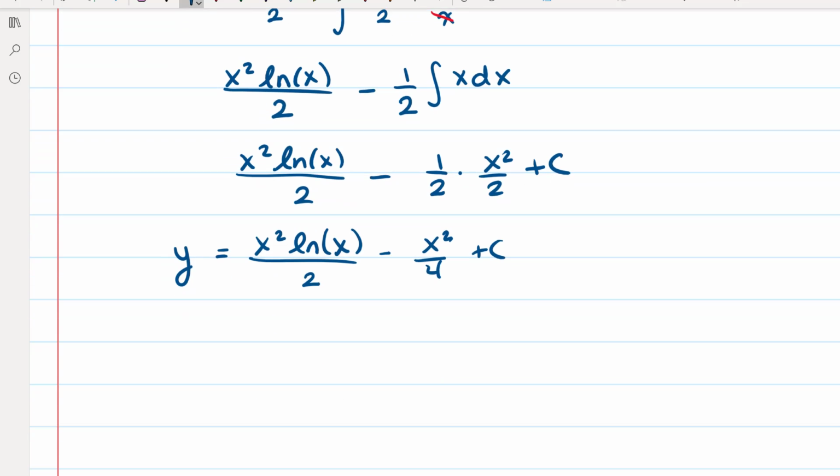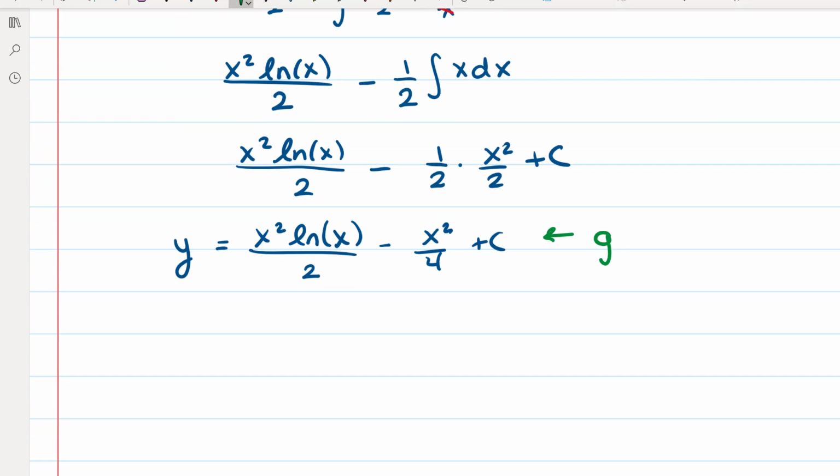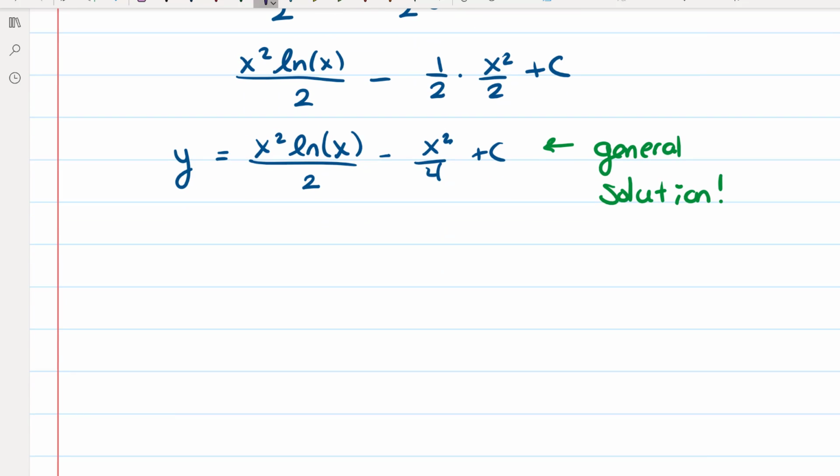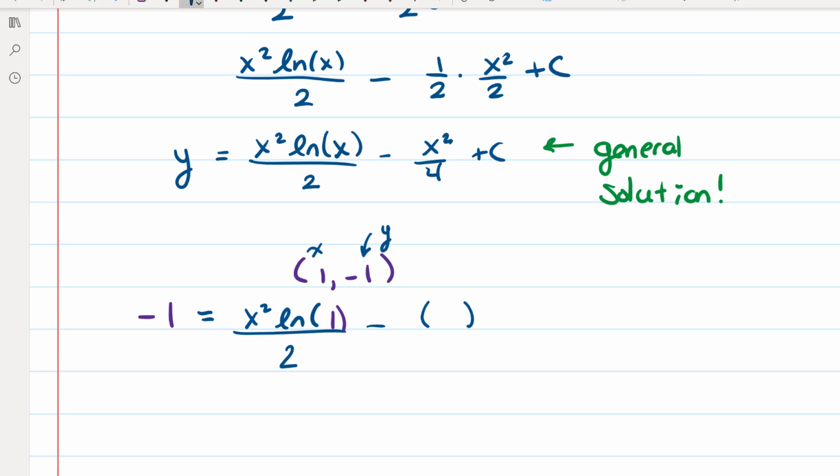Okay, so it is good to make the note that this is called the general solution. When you have that plus c, that gives you the general solution. So our next step is to use our ordered pair, which was (1, -1). So again, the 1 is my x value and the -1 is my y value. So it's going to be -1 is equal to 1 squared ln of 1 divided by 2 minus 1 squared divided by 4 plus c.